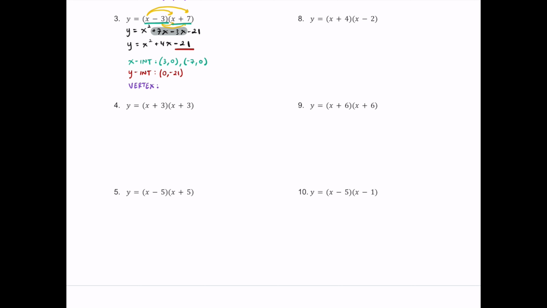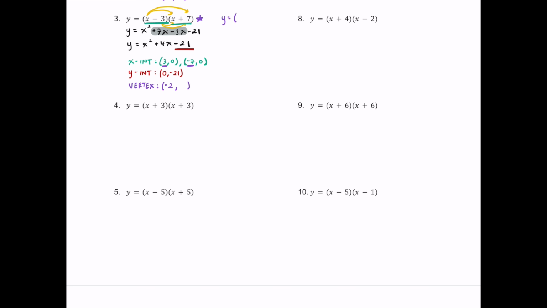And then in terms of the vertex, let's see, what's halfway between 3 and -7? Well, they are 10 apart from each other, so in the middle has to be 5 away. So 5 less than 3 would be -2. And that's also 5 more than -7, so we know it's going to be -2 comma something. And again, my preference is just to kind of plug it in over here, so let's figure out the y value here.